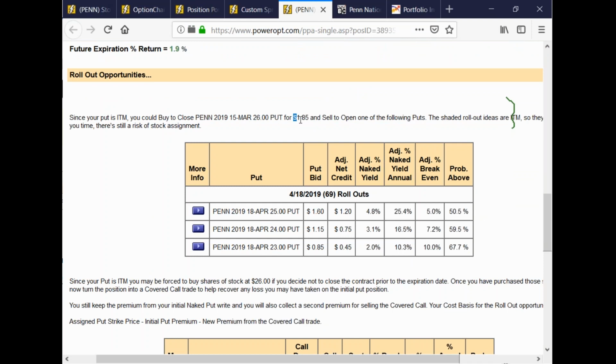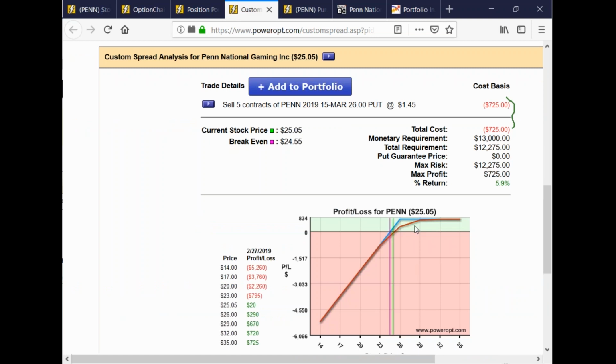So remember, I could buy this back for 185 and sell the April 25 for 160, the April 24 for 115. Right away you'd say, oh, that's rolling for a debit. I'm paying 185, but only getting 160 back. It's all still a credit. Keep in mind what you originally took in as well. So you don't necessarily have to roll for a credit if the new return still matches your goals and gives you a better probability and better safety for the position. Okay? So you don't necessarily have to roll for a credit.